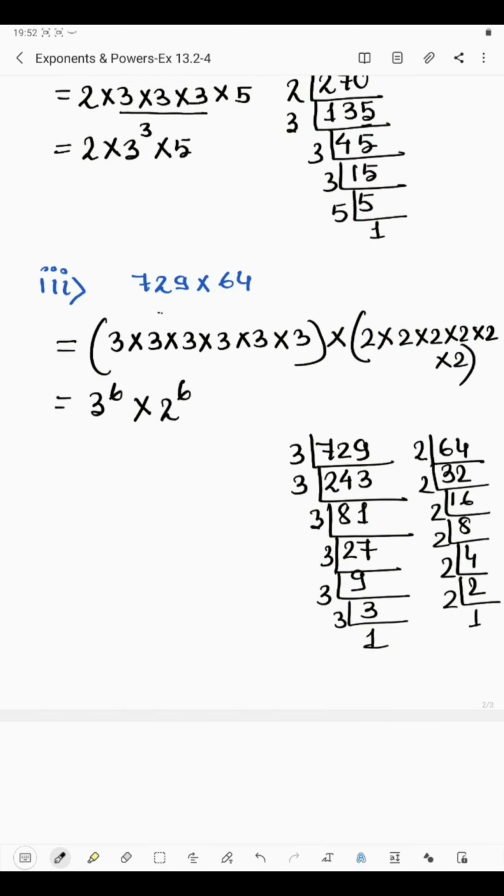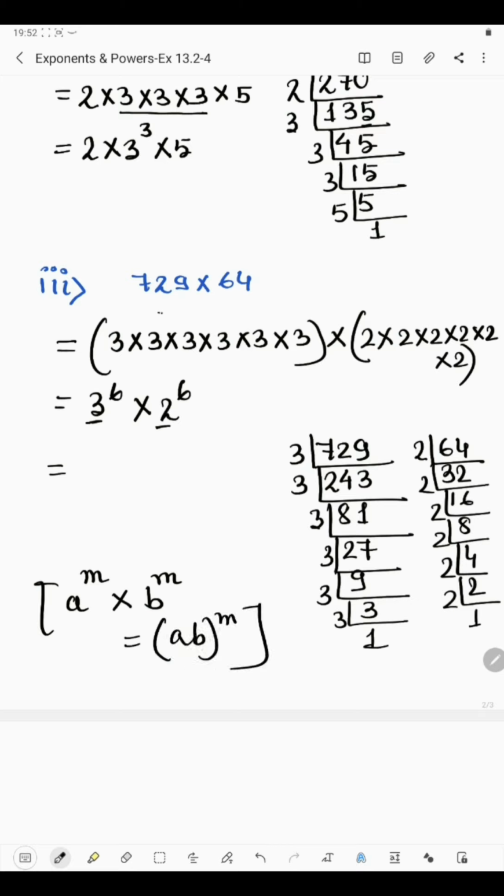Now here we can apply the law of exponents. How? See here, 2 different bases but the power is the same. So when we have 2 different bases and the power is the same and there is a multiply sign in between, then we just multiply the bases and write the power one time, isn't it? So here we will just multiply the bases, 3 and 2, and the power is 6, so it will be 6 to the power 6.